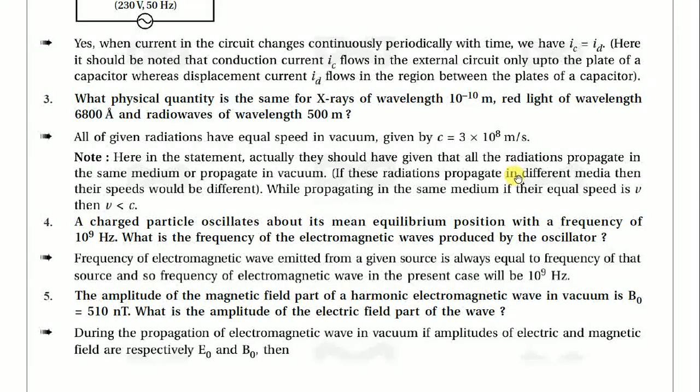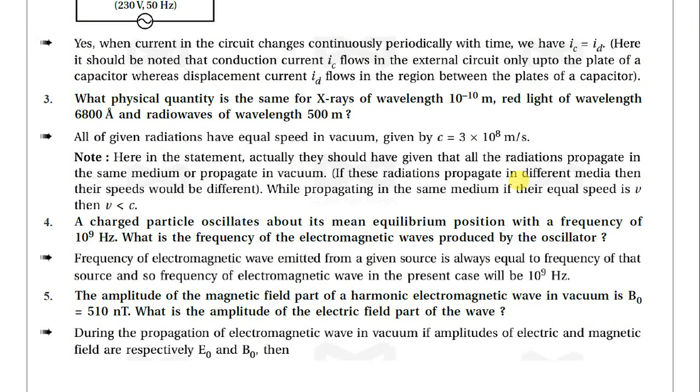A charged particle oscillates about its mean equilibrium position with a frequency of 10 raised to 9 Hz. What is the frequency of the electromagnetic waves produced by the oscillator? The frequency of an electromagnetic wave emitted from a given source is always equal to the frequency of that source, so the frequency of the electromagnetic wave in this case will be 10 raised to 9 Hz.